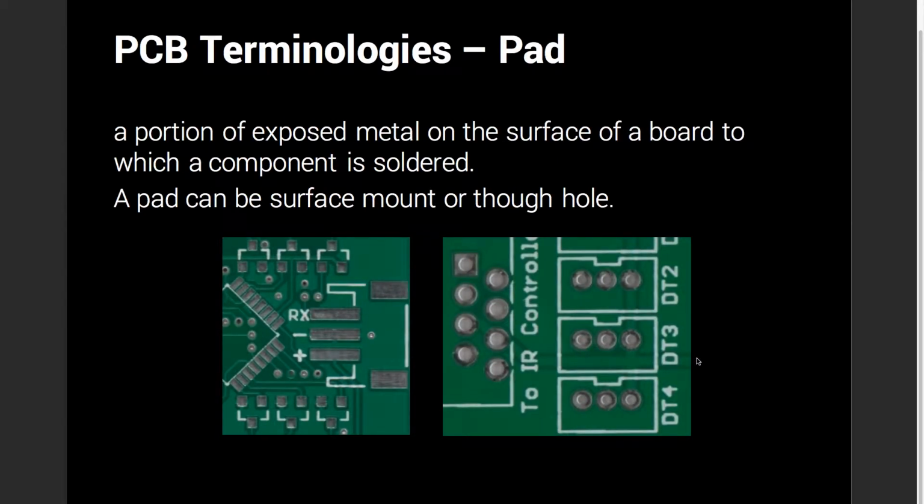PCB terminology: pads. A pad is an exposed metal area on the surface of the board onto which a component can be soldered. The pad can be surface mount, like this one, or through hole, which is just two pads on both sides with a hole in the middle.